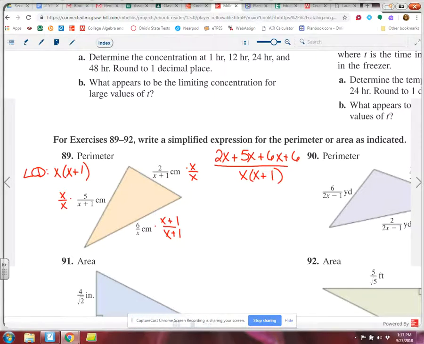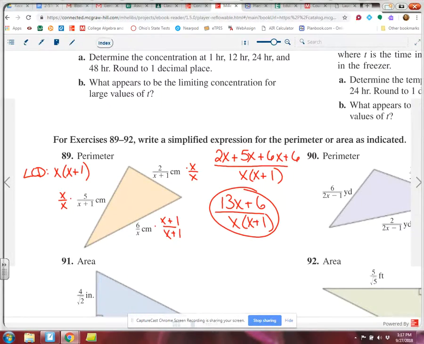Put together your like terms. That'll be 13x plus 6 all over x times x plus 1. Can you simplify that? I can't because this is a binomial. This x is not a factor. So if there was an x out front, then yes, but not the way that is right there. We're going to leave it just like that.